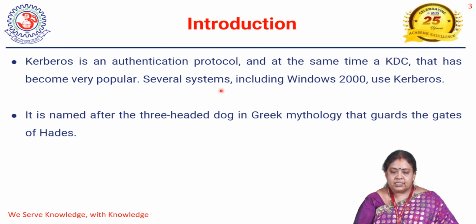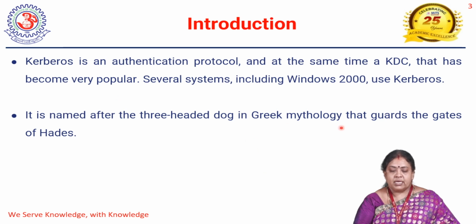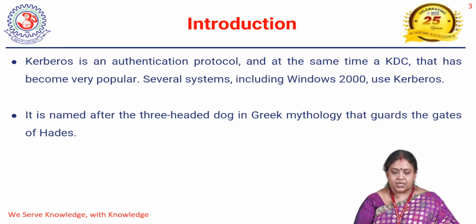It is very popular in several systems, such as Windows 2000; these operating systems use Kerberos. And how did this name come about? In Greek mythology, there is a three-headed dog that guards the gates of Hades. Taking this concept, Kerberos has been given this name from Greek mythology. Kerberos is an authentication protocol, that means we are providing security for the application. For that purpose, this protocol has been termed Kerberos. That is a brief introduction of Kerberos.